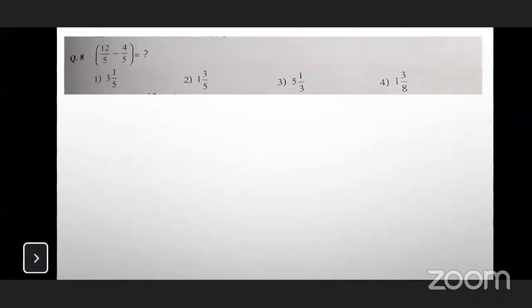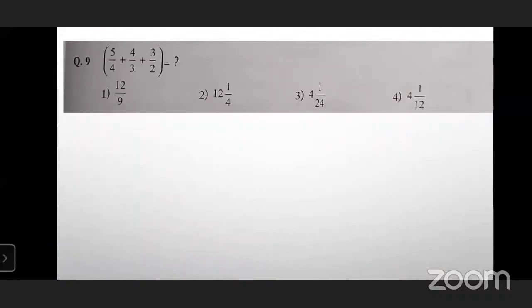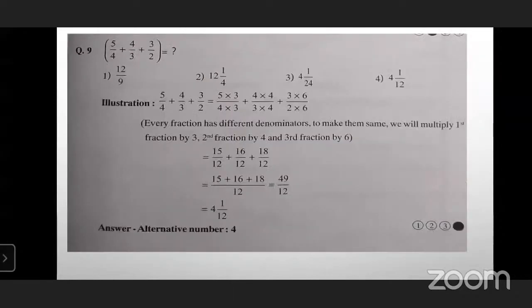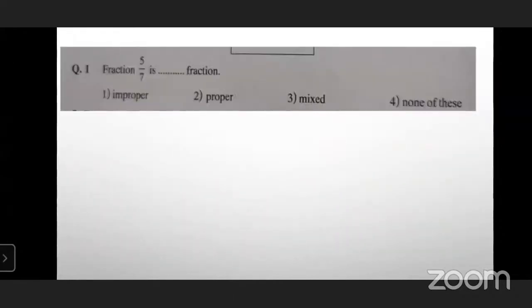Sir, this is question number 9. Yes, our time is over. So I will come to the evaluation part. Okay. Some problems for you. So question number 1: is the fraction 5 upon 7 improper, proper, mixed, or none of these? Which one is correct? You have to tell me the answer.